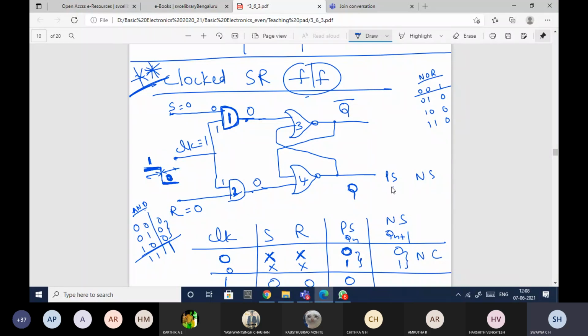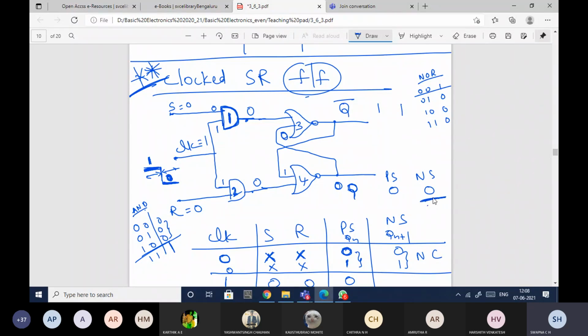Now again I'll take the present state to be 0. So this 0 will go here. 0, 0, the output will be equal to 1. This 1 will come back here. 0, 1, the output will be equal to 0. So this 0 will again go here. 0, 0, the output will be equal to 1. So this is a stabilized state.